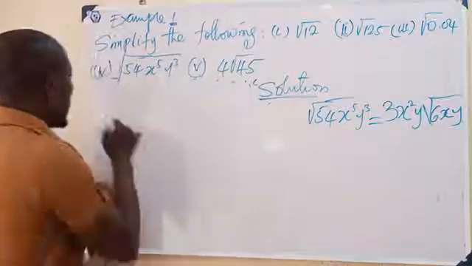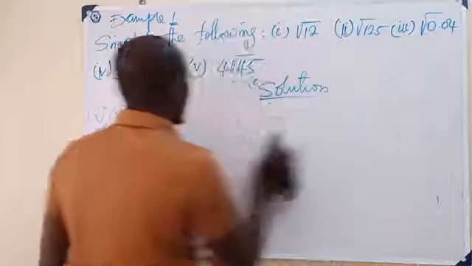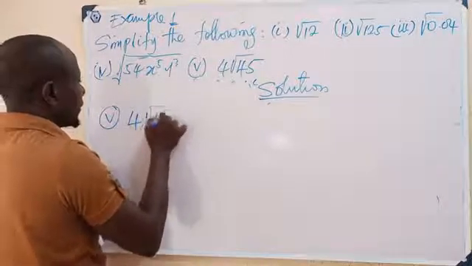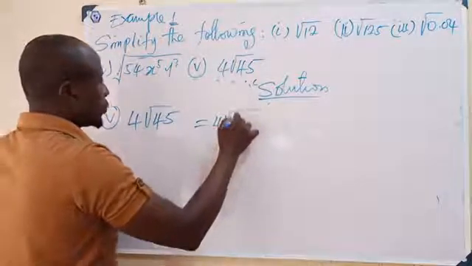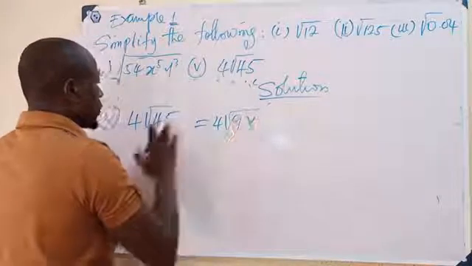We have for v, 4 root 45. So this will give us 4 root 9 times root 5. Okay, let me show you how to break down the 45.